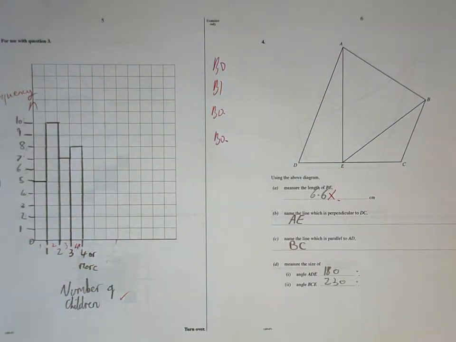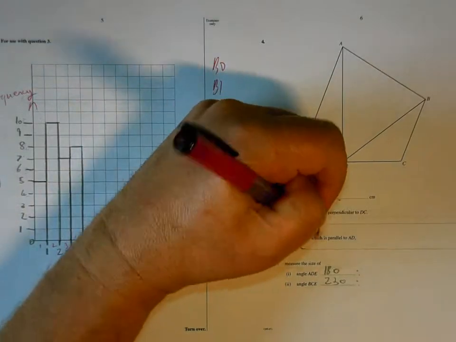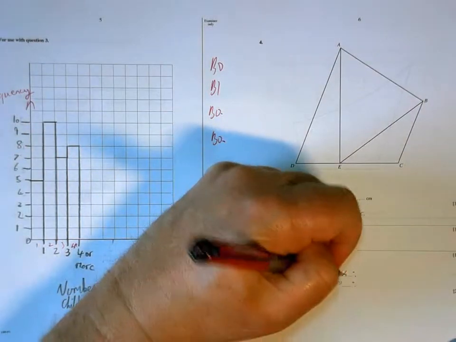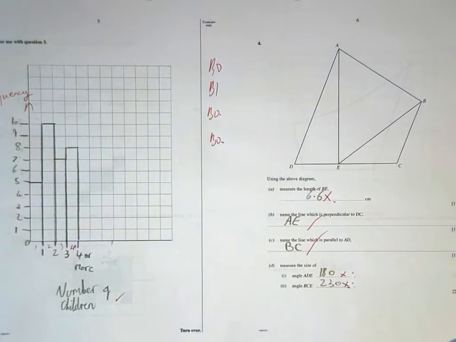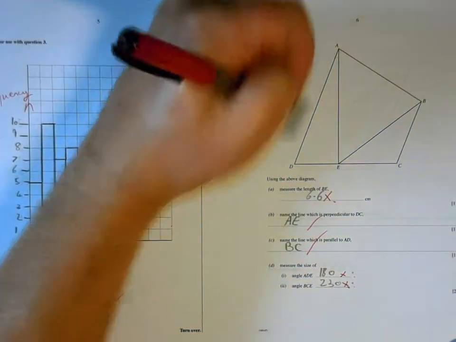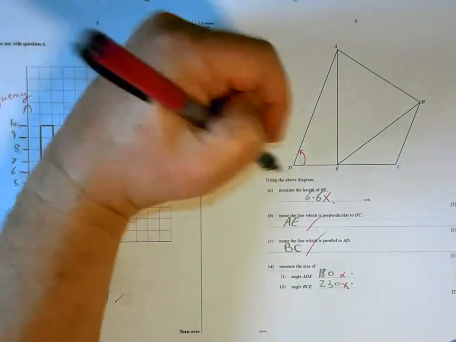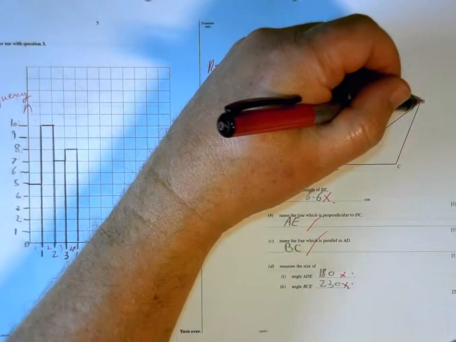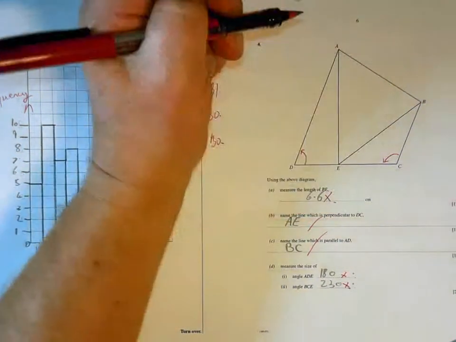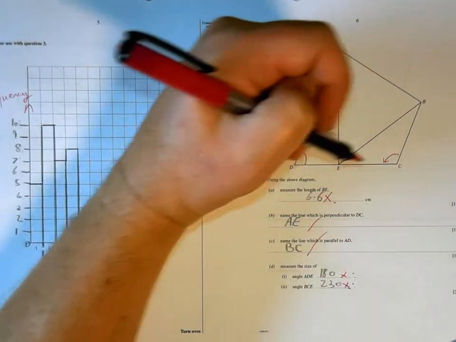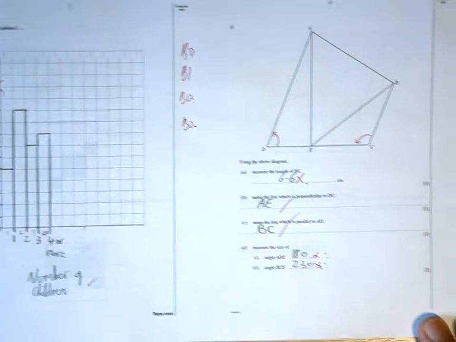6.6 is too big. Alright, you should have checked that a second time. That is correct, that is correct. These two are wrong. 180 is a straight line. Angle ADE is that angle. It's not a straight line. It's less than 90 degrees. And BCE is that angle, which is between 90 and 180, and you've written down 230.